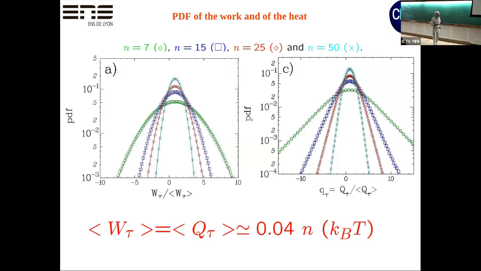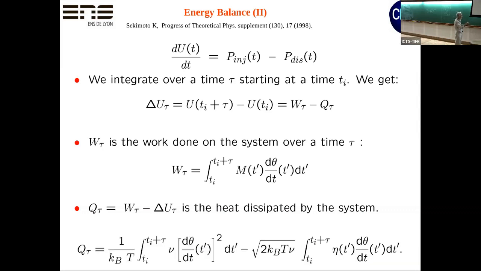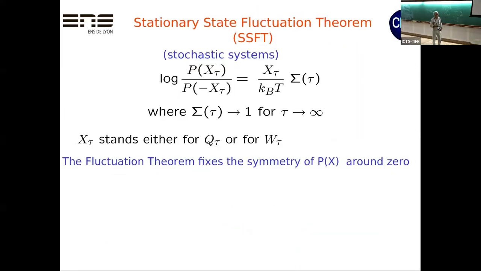And the strong exponential tails actually have a simple explanation, because Q is obtained from a Gaussian variable minus delta U, which is the sum of the squares of Gaussian variables. So at this point, I expect that the PDF of that should be exponential. And this is actually the case.